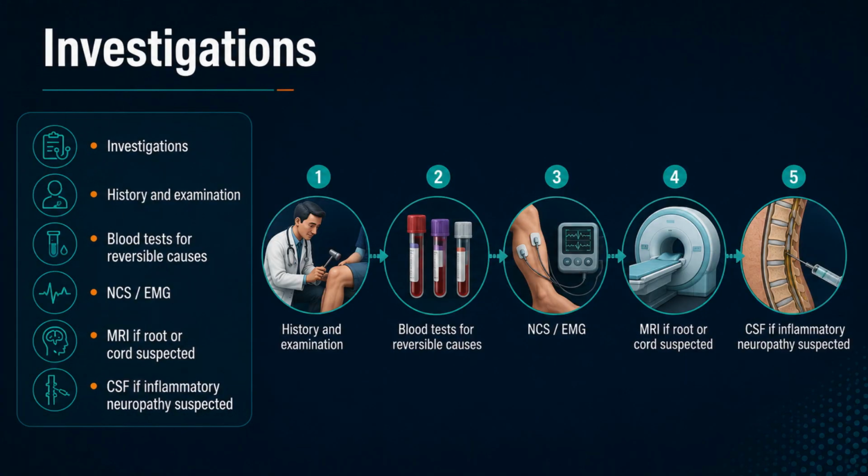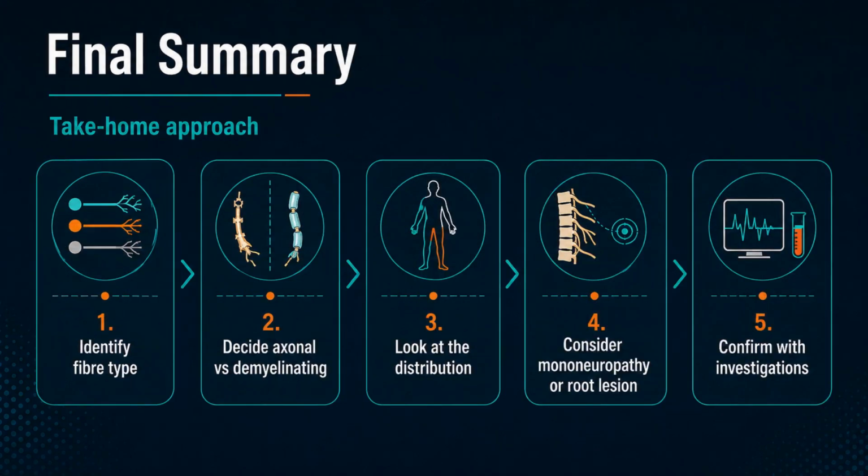Investigation starts with localization from the history and examination. Blood tests look for reversible causes such as diabetes, renal disease, vitamin deficiency, thyroid disease, infection, inflammation, paraproteins, or toxins. Nerve conduction studies and EMG help classify the neuropathy. MRI is useful if a root, plexus, or cord lesion is suspected, and CSF may be needed when inflammatory neuropathy is suspected.